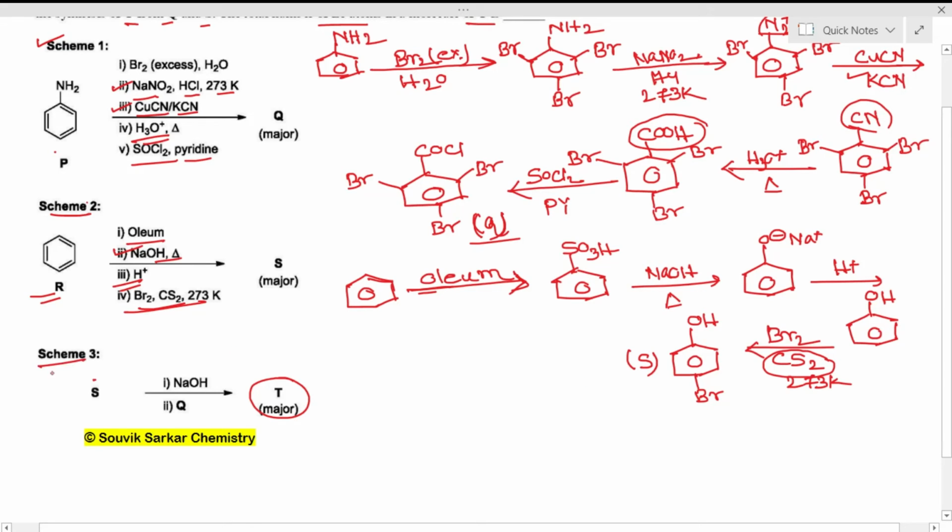Now in scheme 3, what happened? The S is reacting first with sodium hydroxide. So this is our S. The next step, we are reacting this with sodium hydroxide. Sodium hydroxide is a base and the hydrogen atom of phenol is acidic. So sodium hydroxide will abstract this hydrogen and it will form this salt with bromine.